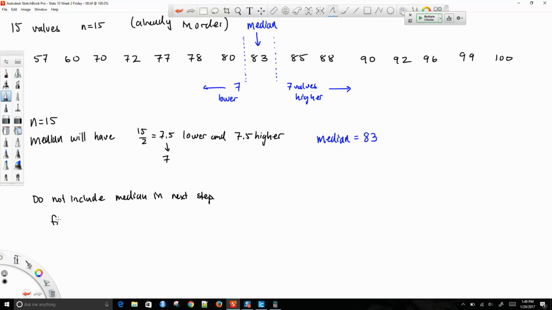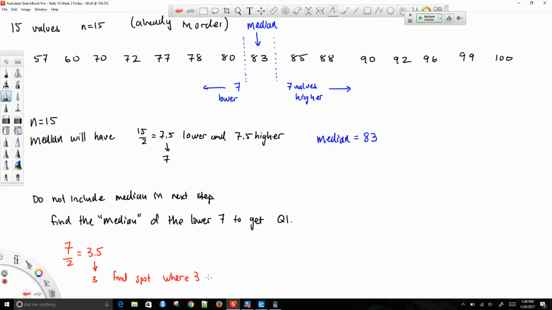Okay, so find the quote median of the lower 7 to get Q1. So looking at this, we do 7 divided by 2 is 3.5. We round down to 3, so find the spot where 3 are lower and 3 are higher. So I go 1, 2, 3.